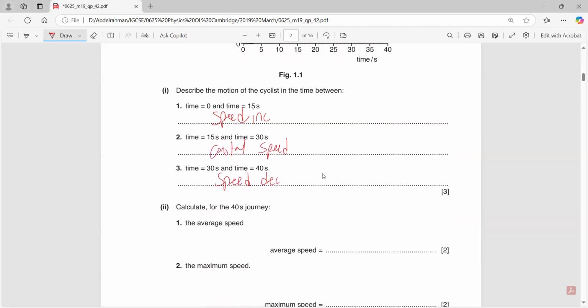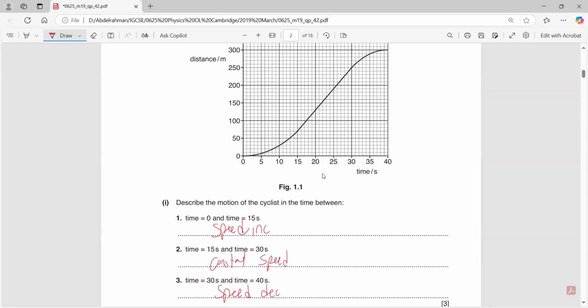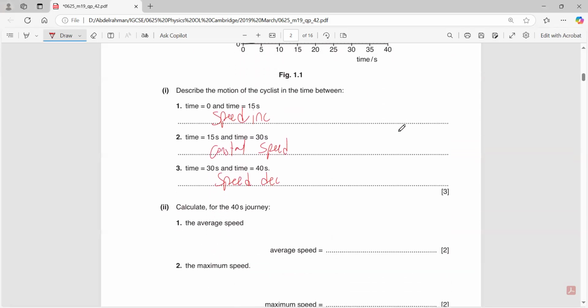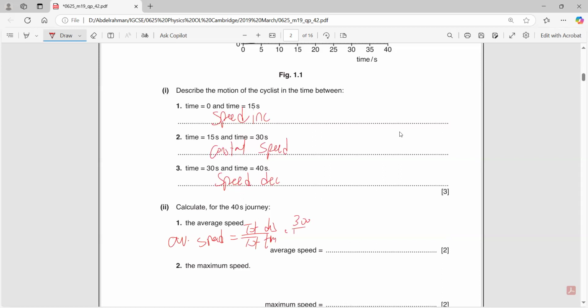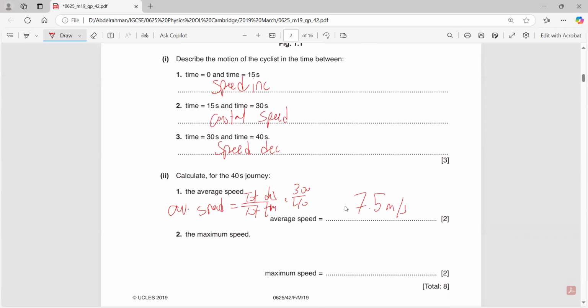Calculate for the 40-second journey the average speed. Can I find the average speed? Total distance over total time. Total distance was 300 and total time was 40. Equals total distance over total time, which is 300 over 40, 7.5 meters per second.